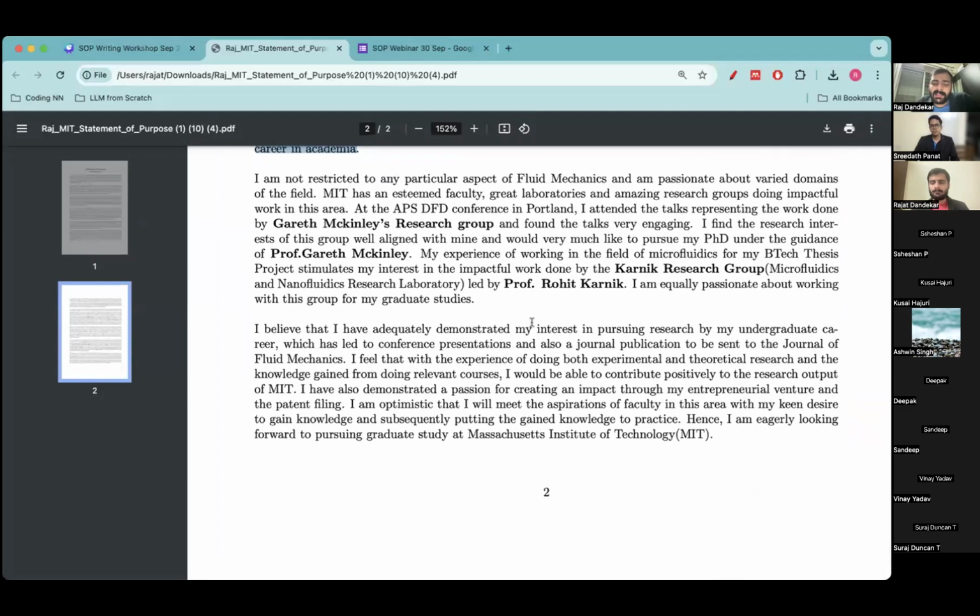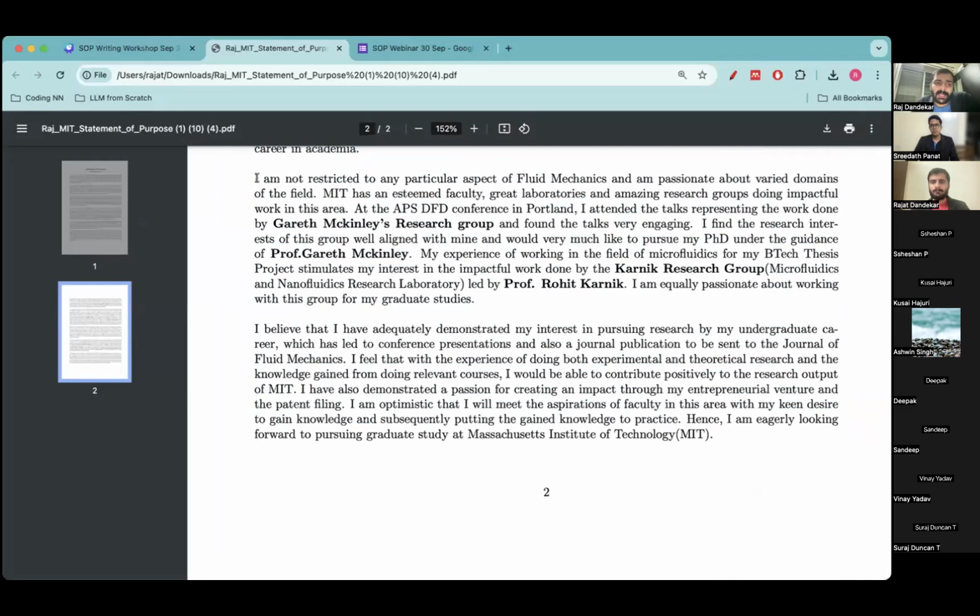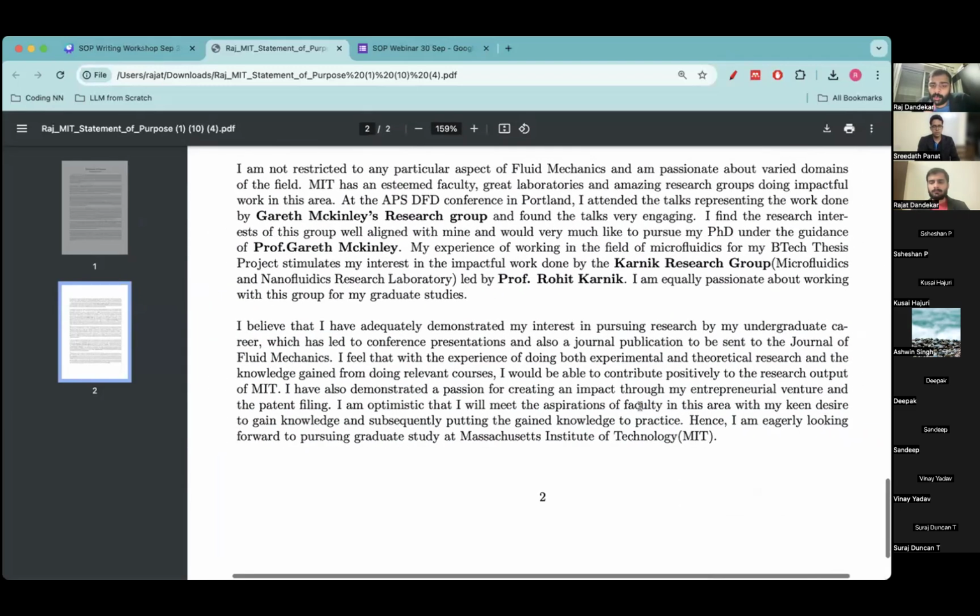And then finally, these are the last two paragraphs, which are my pitch. In the second last paragraph, I write about the research groups which I'm interested to work with at MIT. And in the last paragraph, I write about what I will bring to the table. Remember, don't make the mistake of not writing what you will contribute. So as I mentioned, I've written here that I have the experience of experimental and theoretical research and I have done courses also, advanced courses. That's why I would be able to contribute positively to the research output of MIT.